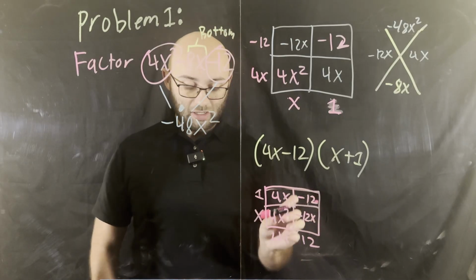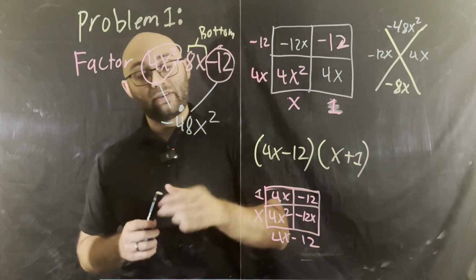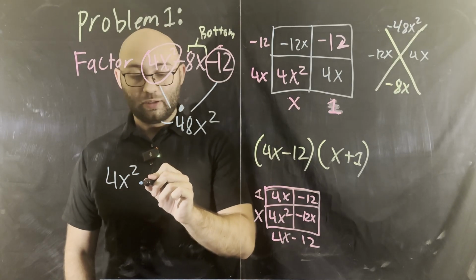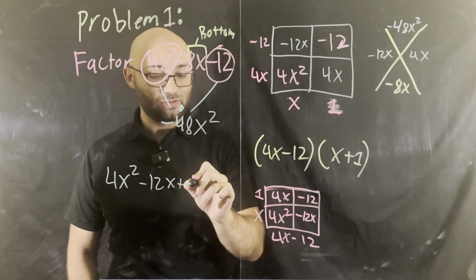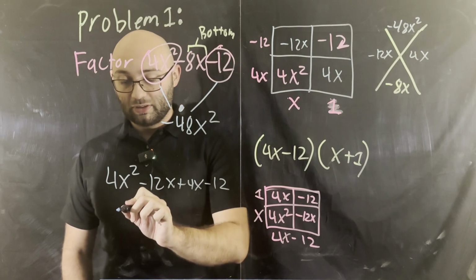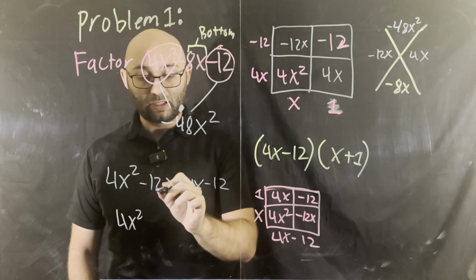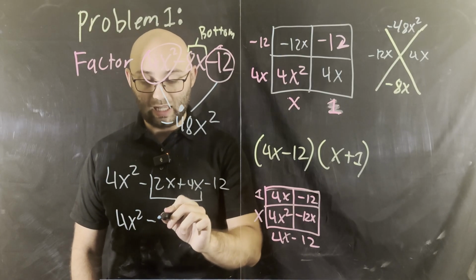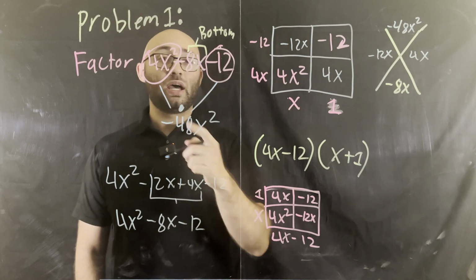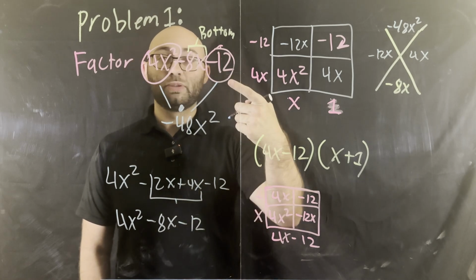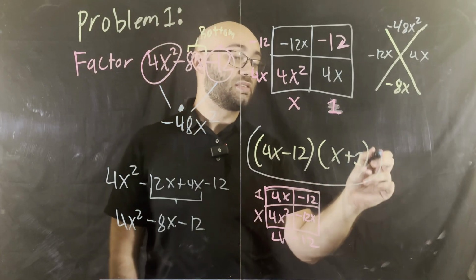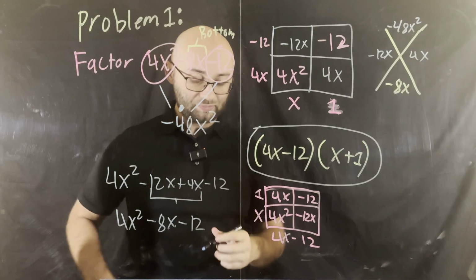As a reminder, we're going to take all of this and we're going to rewrite it outside of our generic rectangle. So we're going to take 4x squared minus 12x plus 4x minus 12. Combine like terms. So 4x squared doesn't have anything to combine with. We can combine these two to negative 8x minus 12. And if we check if that is the same as our original problem, sure enough, it is. So we did factor properly, and this is our final answer.